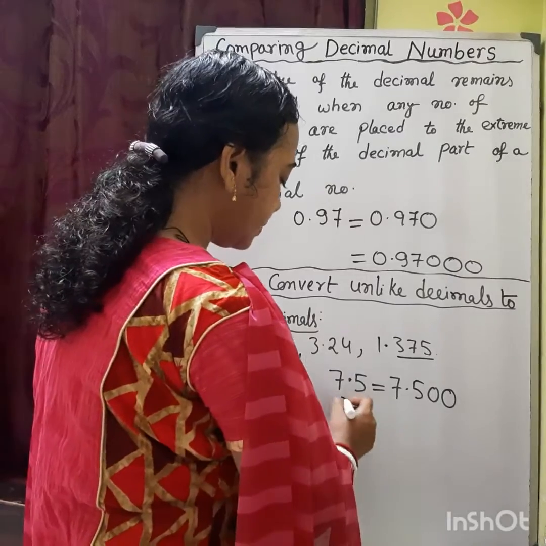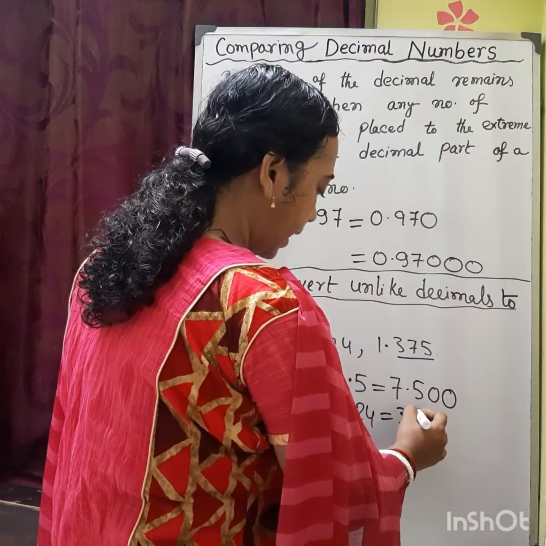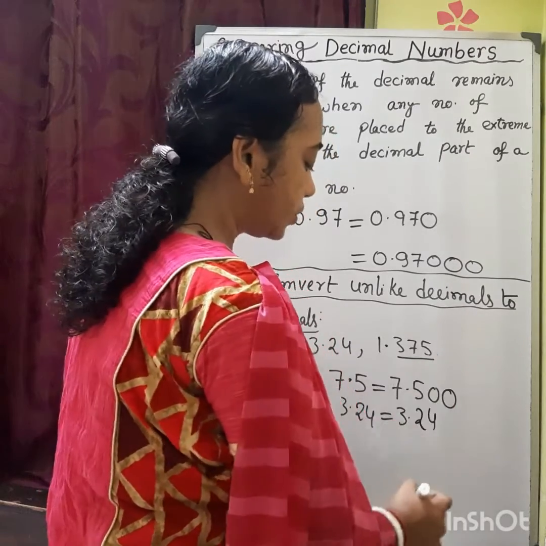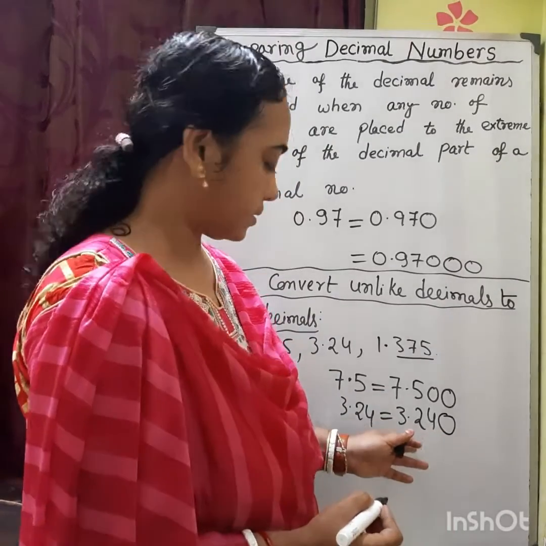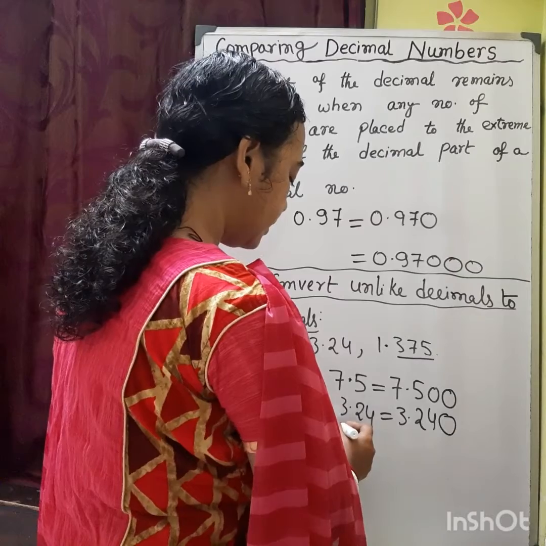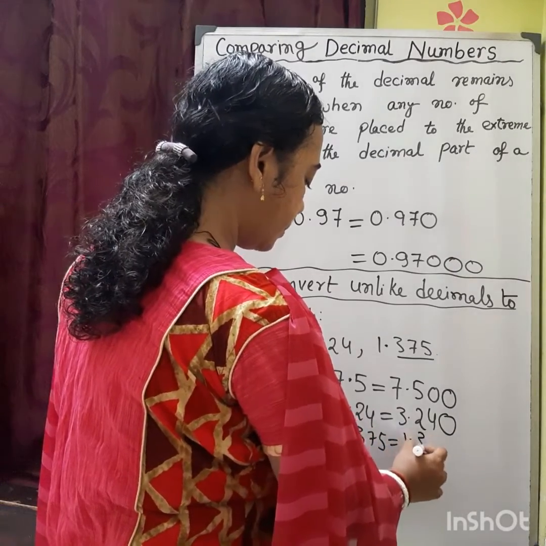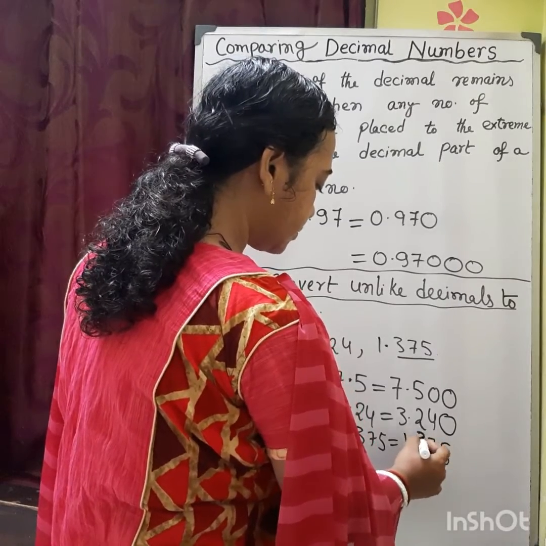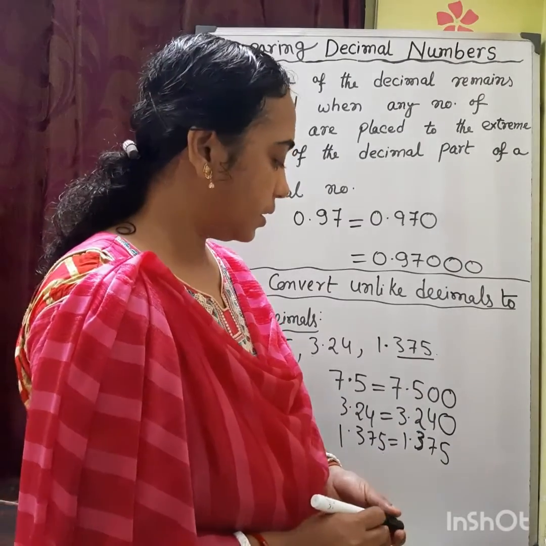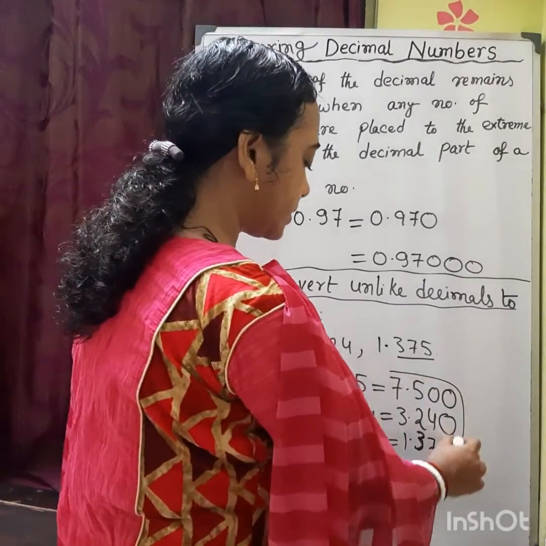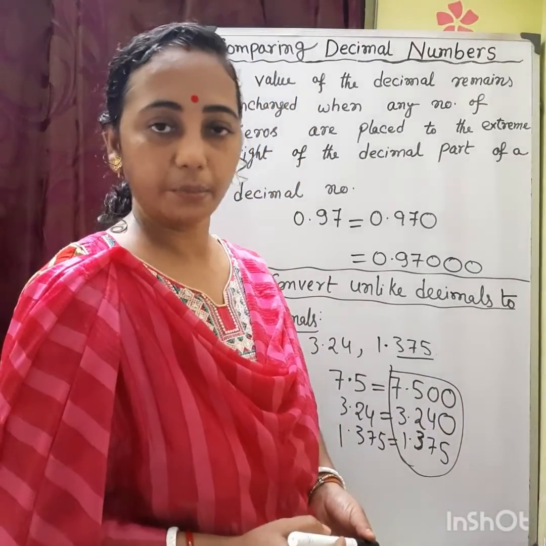For the second case, 3.24, if you place 1 more 0 to the extreme right of the decimal part of this number, then it becomes 3 digits. So the number of decimal places is here 3. In the last case it is already 1.375, which has the same number of decimal places, that is 3. So all have 3 decimal places here. So we can say that these 3 decimal numbers are like decimals because they have the same number of decimal places.